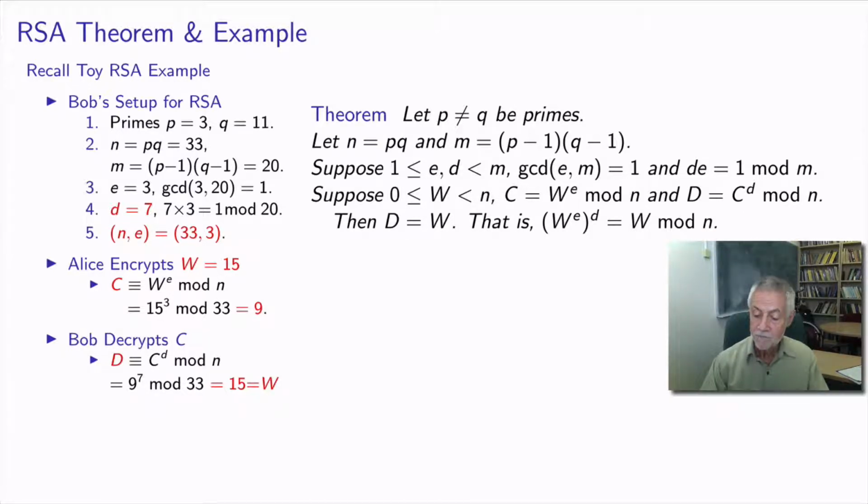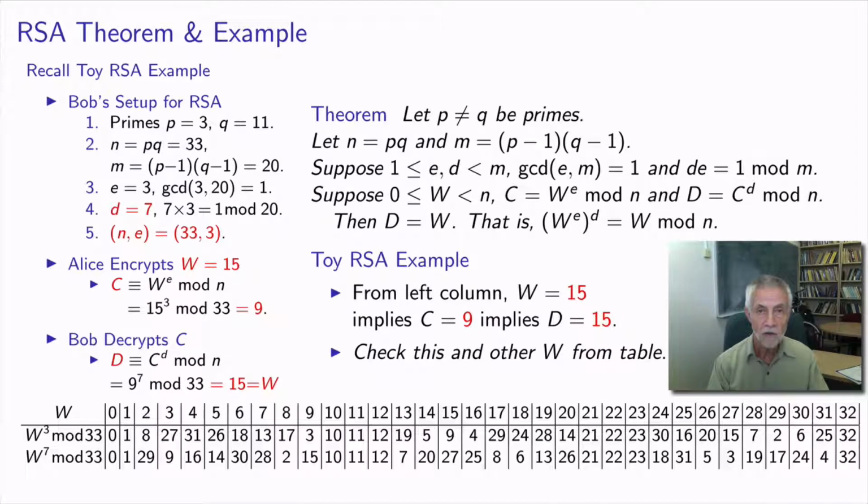And let's have a look at the toy RSA example. In the example here, W, the private number, was 15. Alice encrypted it and obtained 9. And then Bob decrypted it and obtained 15, which, of course, by our theorem, is the original number W.